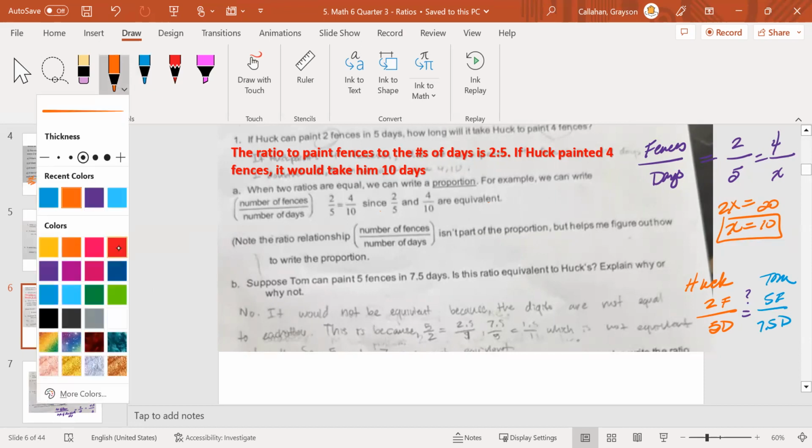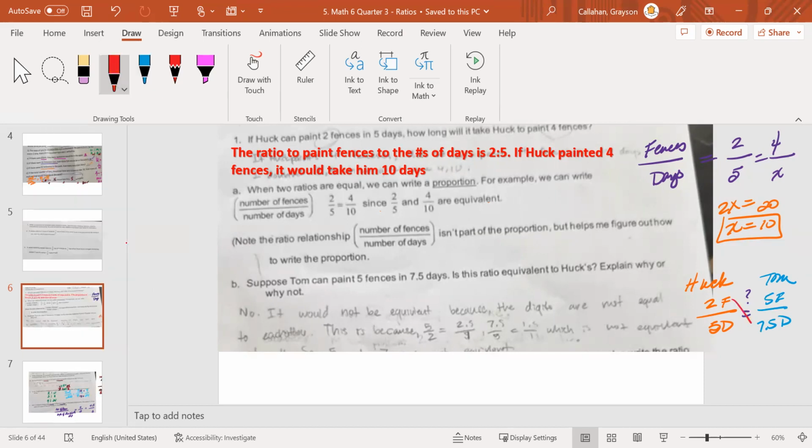So now let's go ahead and cross multiply them. 2 times 7.5 is 15. 5 times 5 is 25. Are they equal? No, they're not. 15 is not equal to 25.